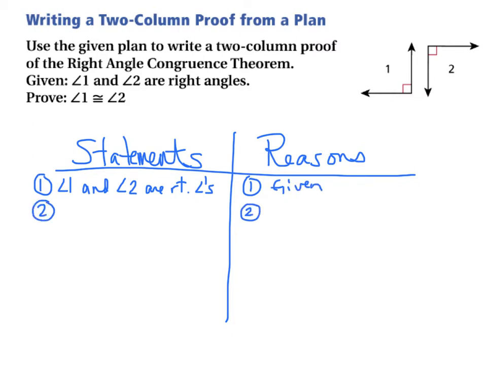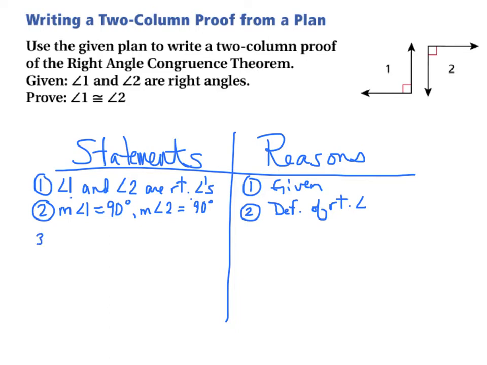So the statement 2, what could we say? Because we know they're right angles, what do we know about them? We would know that the measure of angle 1 is equal to 90 degrees and the measure of angle 2 is equal to 90 degrees. How do we know that? Because of the definition of right angles. The definition of right angles says that if an angle is a right angle, it's 90 degrees.